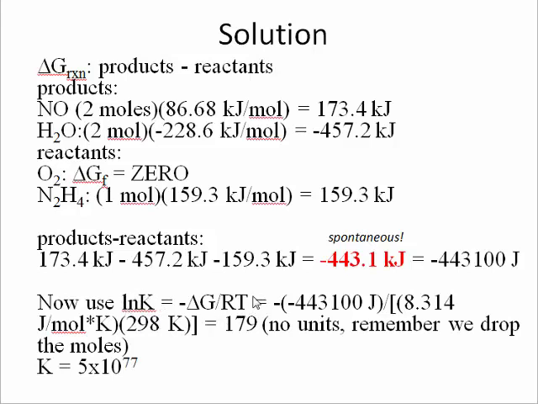If we use natural log of K as negative delta G over RT, we take the negative of negative 443,100 joules, divide by the joules value of R times 298 Kelvin, and get a value of 179 for the natural log. We drop the moles quantity because natural logs are unitless. Taking the inverse log gives K, which is 5 times 10 to the 77th, a very large value of K.